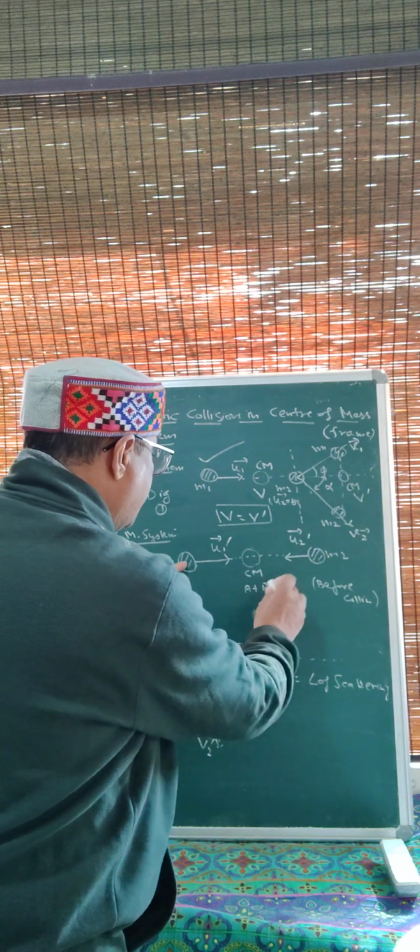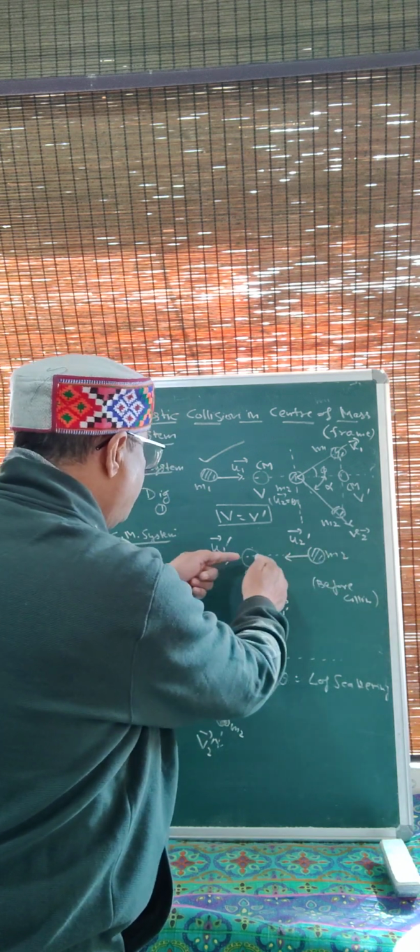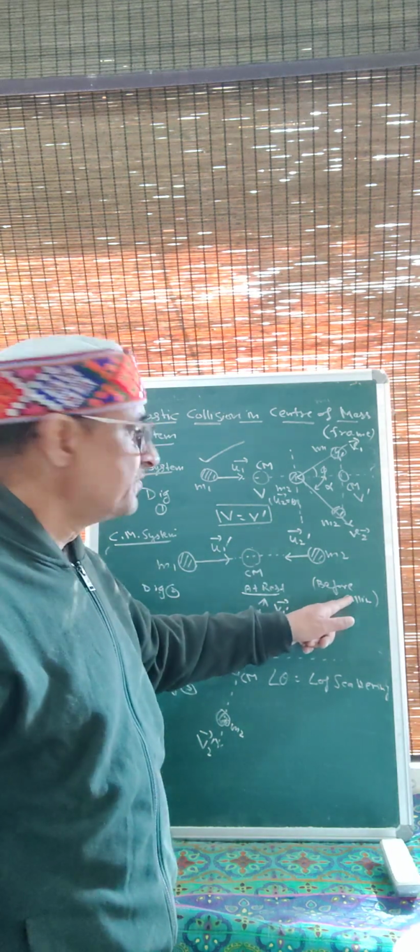Center of mass is at rest. So both of them, they will come and they will collide here with u1 dash and u2 dash. This is before collision, in center of mass system. Then this is the second diagram.